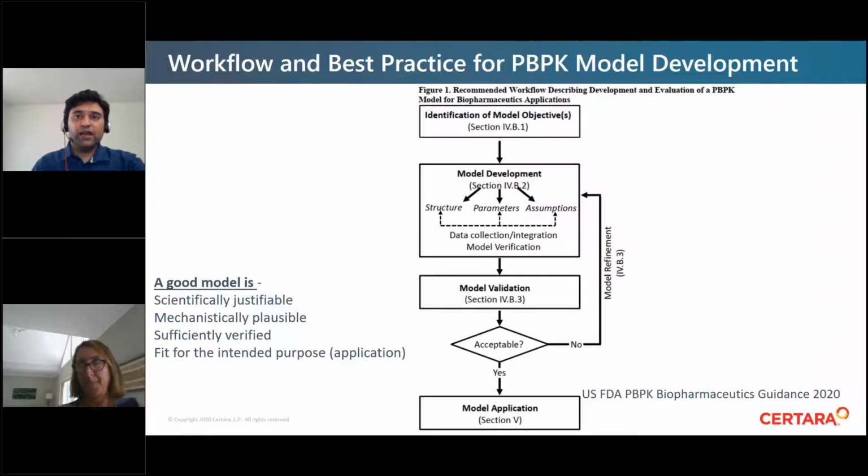If you go through the guidance, there is quite a bit of detail provided about what should be the criteria of model acceptance and what can be considered as a verified model. But as I said, it depends on a case by case basis, the drug, the amount of information, and the type of question we need to answer. And that's why the last one is the model has to be fit for the intended purpose, and that is the application of the model. Next slide, please.